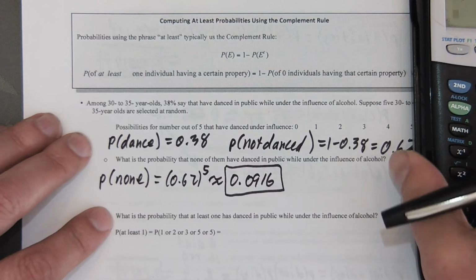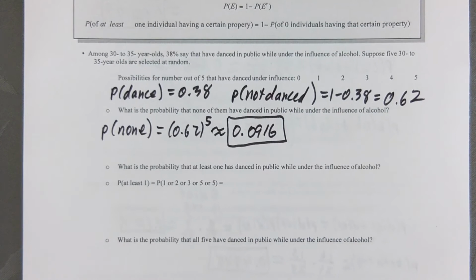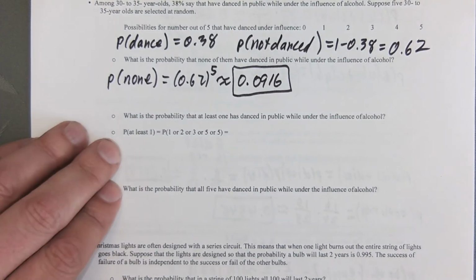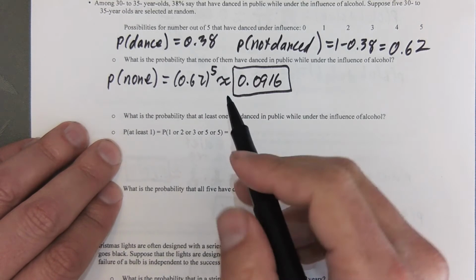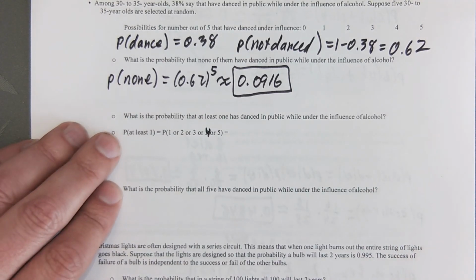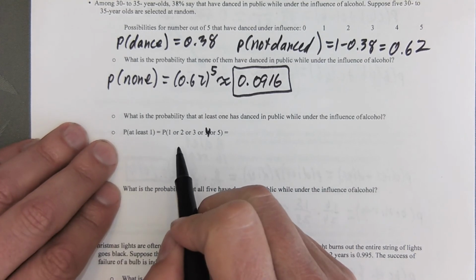So a little over 9% chance that none of them have ever danced in public. And this brings us to our at least scenario. What is the probability that at least one has danced under the influence of alcohol? Well, this is going to be a lot easier.